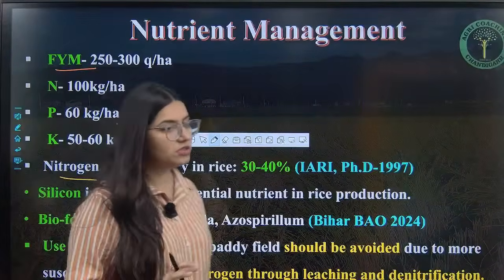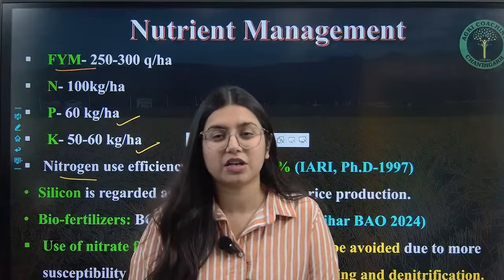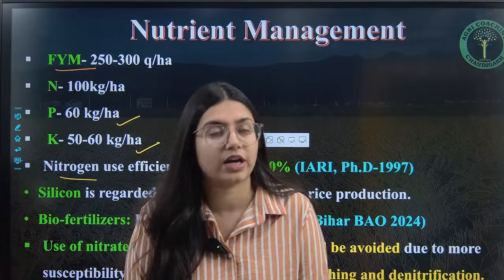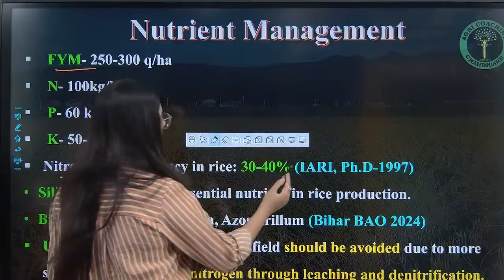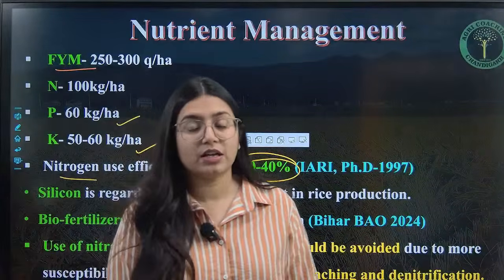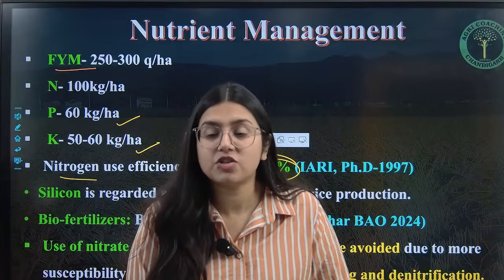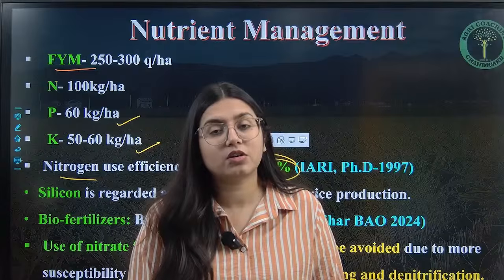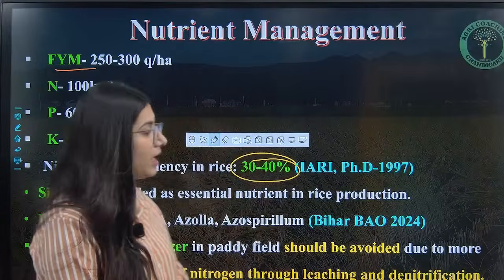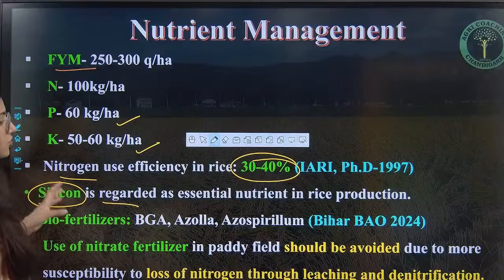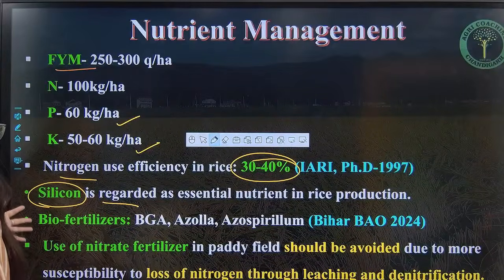Now the nitrogen use efficiency in case of paddy is very poor. The nitrogen use efficiency is only 30 to 40%. Why? Because a lot of nitrogen is lost by different means from the field of paddy, like volatilization, leaching, denitrification. These are the major reasons behind the loss of nitrogen from the field of paddy. Then silicon is regarded as essential nutrient in the rice production.